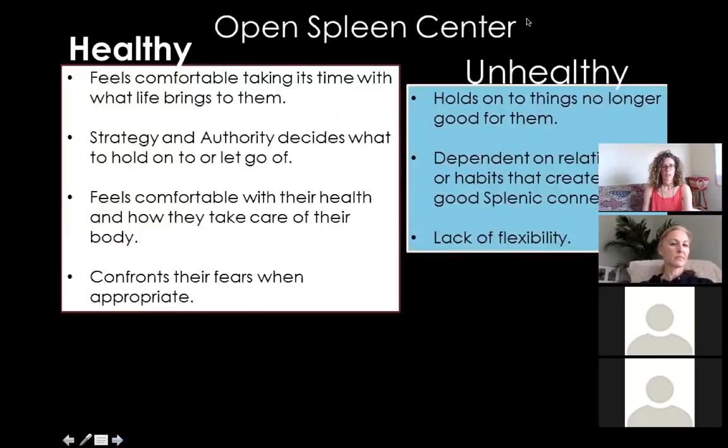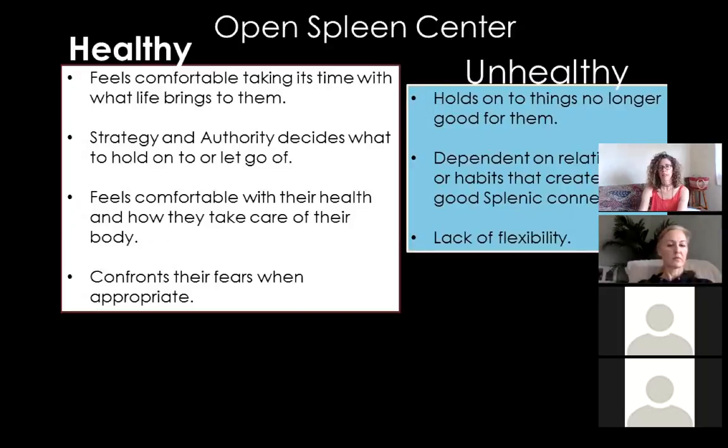Okay, so the healthy undefined spleen feels comfortable taking its time with what life brings them, so they're not being spontaneous. They use their strategy and authority to decide what they should hold on to and what they should let go of. And they feel comfortable with their health and how they take care of their body. They really do need to be masterful about that. They don't really have the luxury to abuse their health, and so that needs to be kind of a priority for them. They confront their fears when it's appropriate.